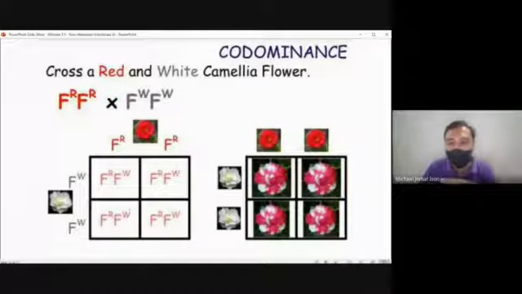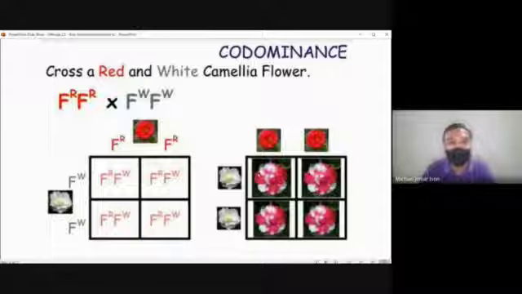Now for incomplete dominance, it became pink. But for codominance, in this example of the camellia flower, you have fully expressed white and fully expressed red. There are no pinks whatsoever. So that's the difference with codominance. Okay, so I hope you got that.